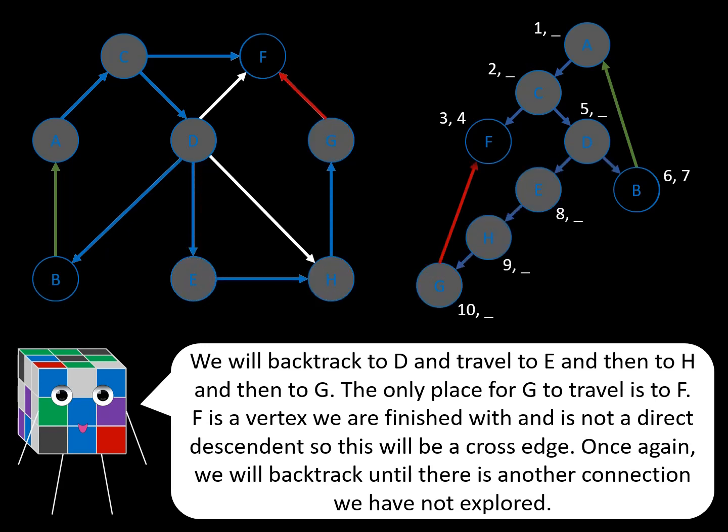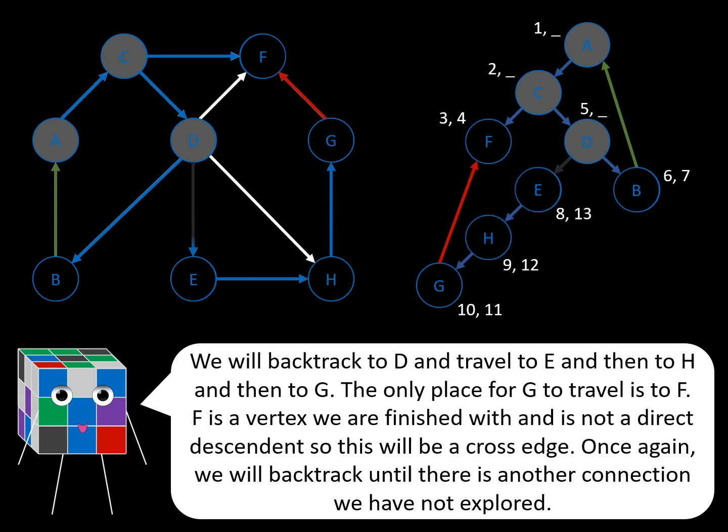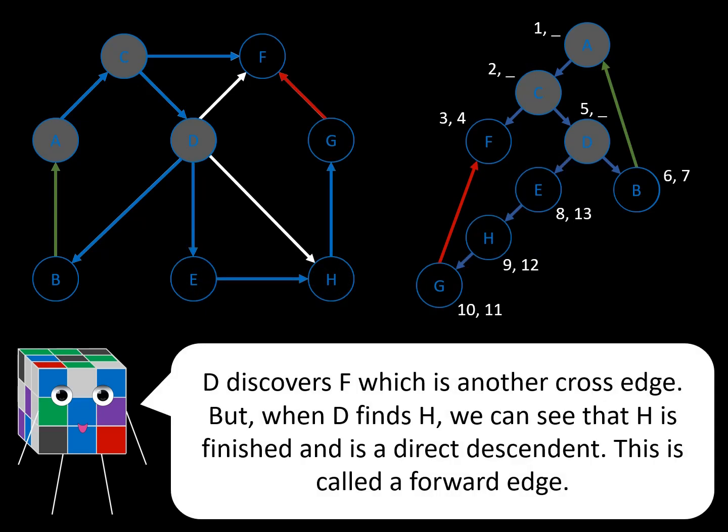The only place for G to travel is to F. F is a vertex we are finished with, and is not a direct descendant, so this will be a cross edge. Once again, we will backtrack until there is another connection we have not explored. D discovers F, which is another cross edge, but when D finds H, we can see that H is finished and is a direct descendant. This is called a forward edge.